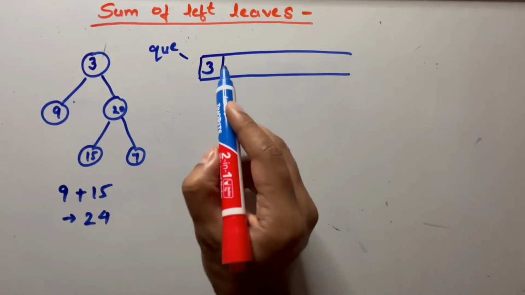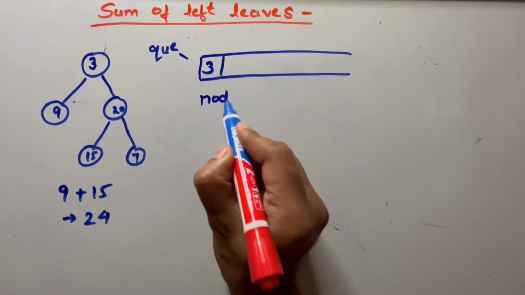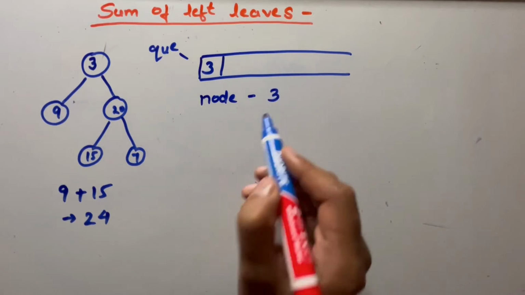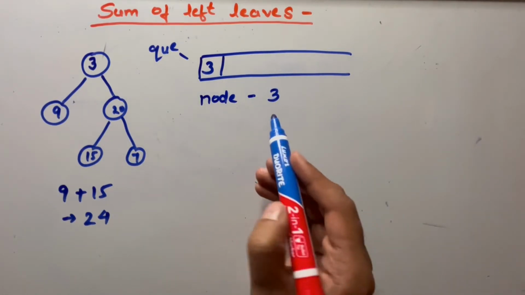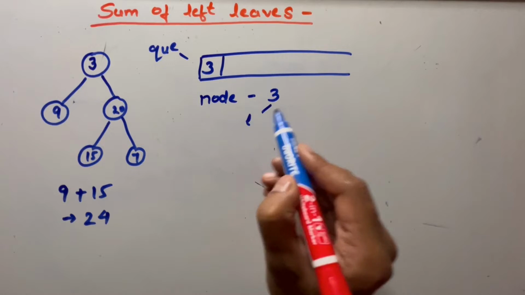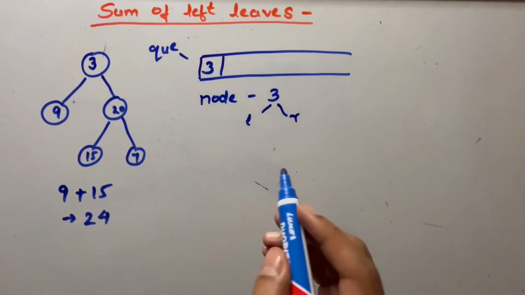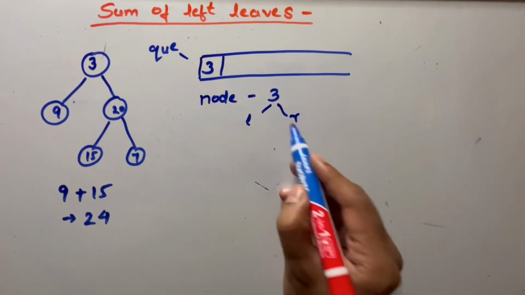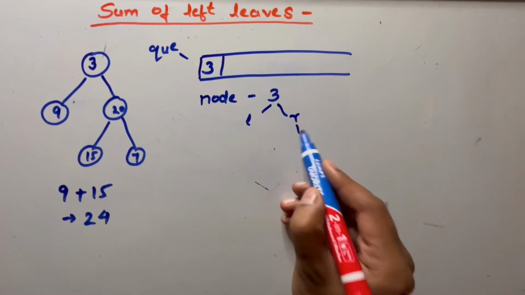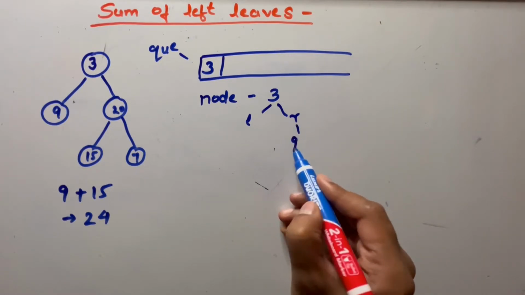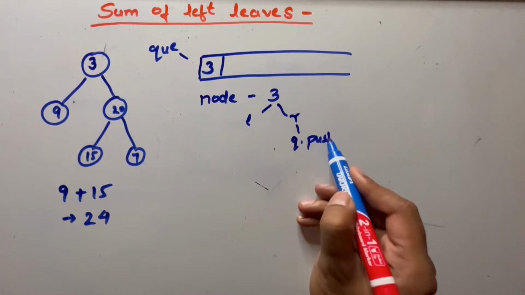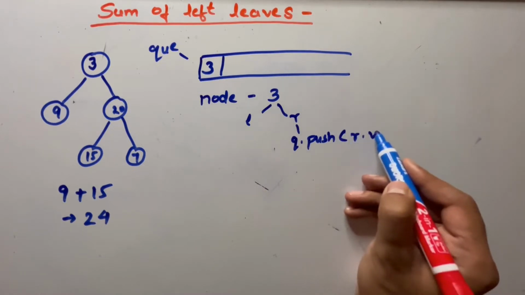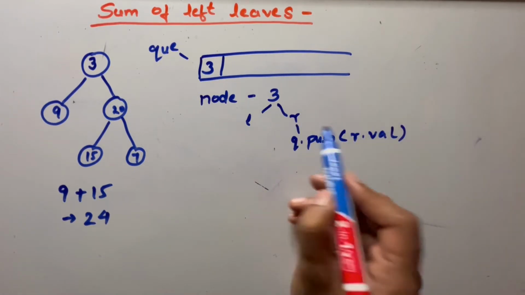Then we are going to simply dequeue this particular node, that is 3, and then we are going to go for two cases, one is left and one is right. So friends, in the right case, we are going to simply check if right exists, then do queue.push and push the right node's value.